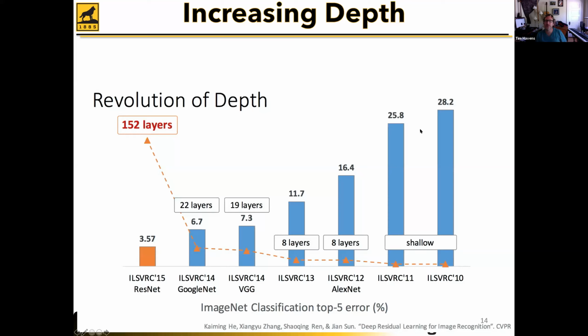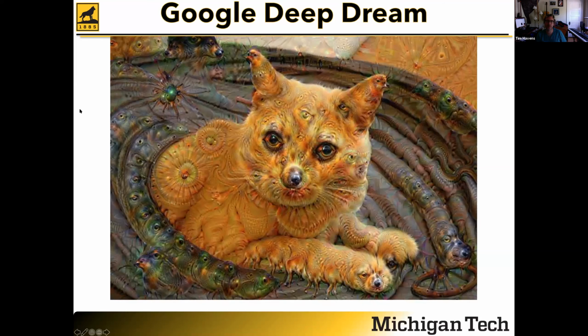It's 152 layers versus 8 layers. That's a big increase in layers. You can see that networks are growing exponentially. That means exponential growth in energy. And so it's a big thing.